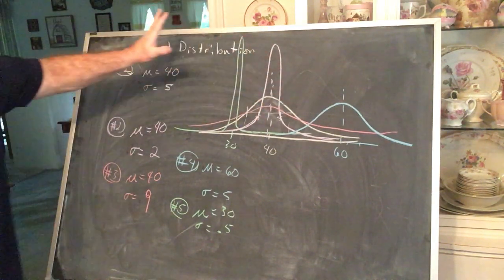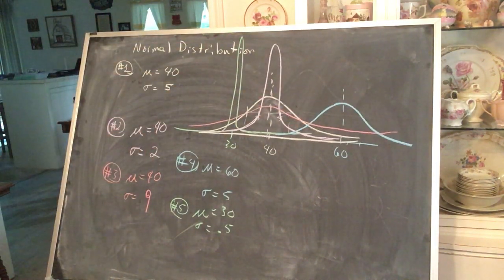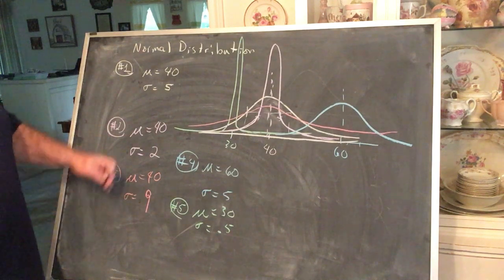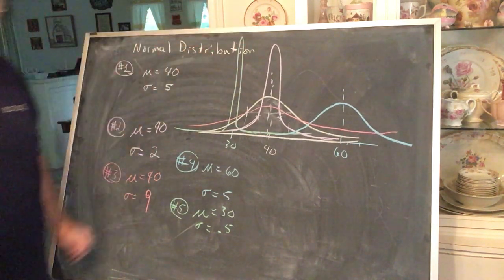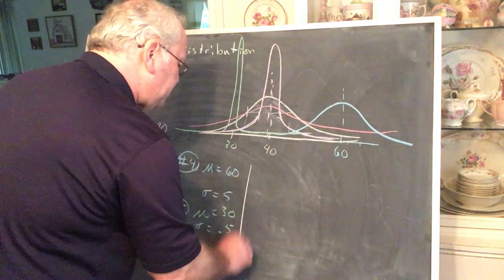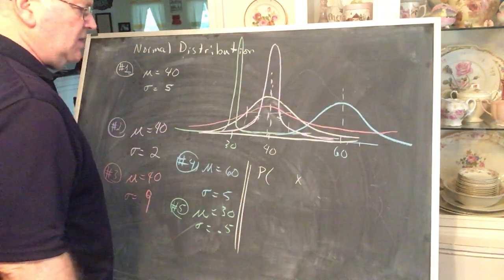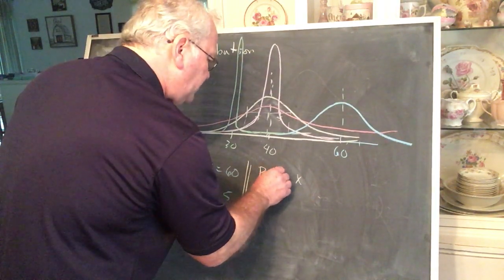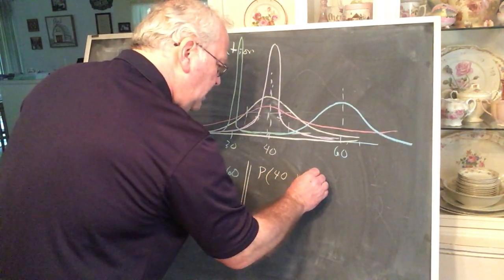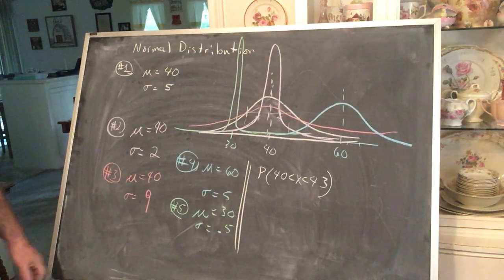Now, these pictures are not drawn to scale, but you get the idea that the total area under each of these curves must be 1 unit. If you gain probability in the tails, that means you must lose probability in the center. If you gain probability in the center, you must lose probability in the tails. And now we have a new problem. Suppose we're interested in finding the probability that we obtain an x value, and let's say it's between 40 and 43. So that gives us a new problem to consider.